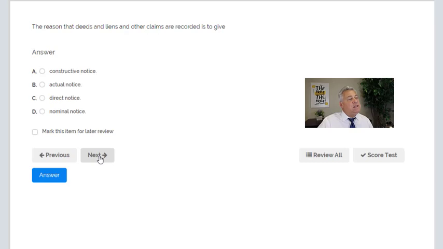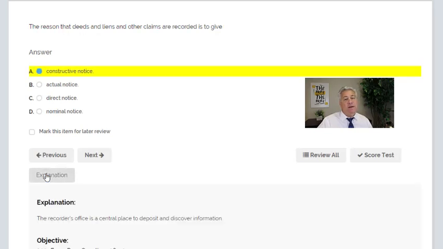The reason the deeds and liens and other claims are recorded is to give A, constructive notice, B, actual notice, C, direct notice, or D, nominal notice. Why do we record down at the city or the county? Is to give constructive notice. The recorder's office is a central place to deposit and discover information.